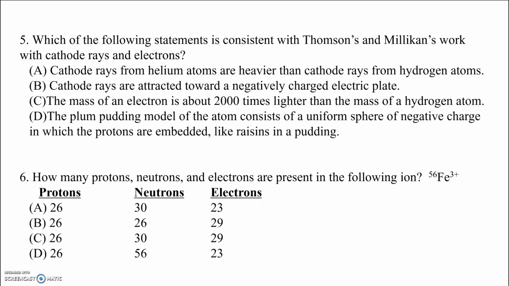All right, number 5 asks us, which statement is consistent with Thomson and Millikan's work with cathode rays and electrons? All right, you'll need to go back and consult your book or consult the web to find out what Thomson's and Millikan's work was. They didn't do it together. There are two different guys that did their work in separate years. But A is not true because cathode rays are just streams of electrons. So electrons from helium and electrons from hydrogen, they all weigh the same. So that can't be true.